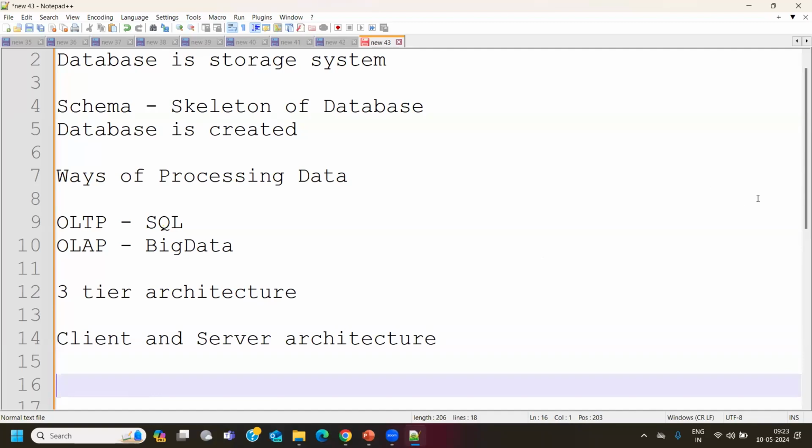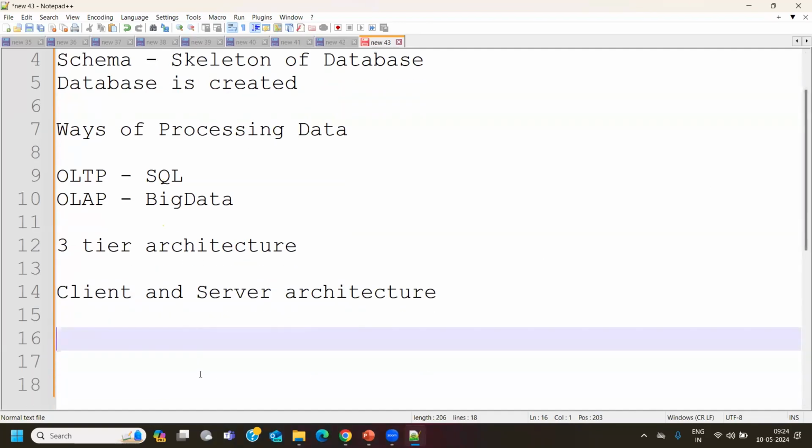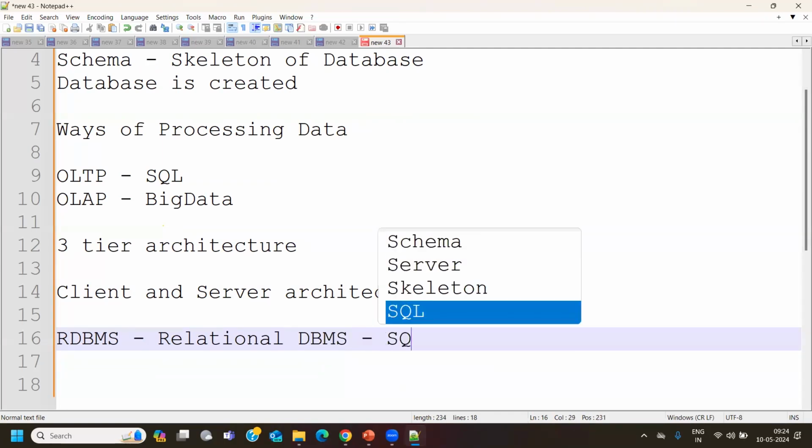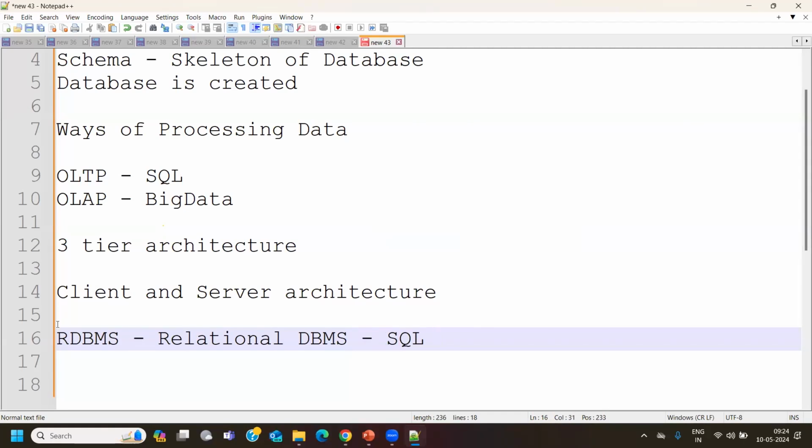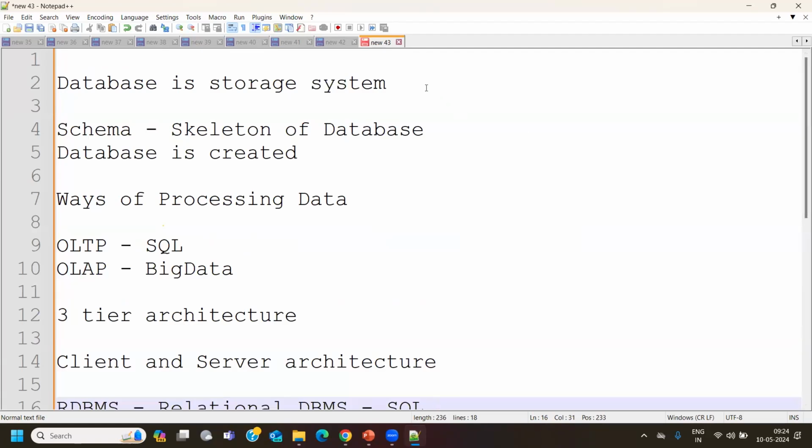Now, once that is done, we have seen types of DBMS. How do you manage data? And forget about other 3. Only keep in mind RDBMS, Relational Database Management System. Relational DBMS. Why? There is a relationship between multiple tables, and SQL is used for your relational database management system. And what do you mean by SQL? SQL is a English language to communicate with any specific database.